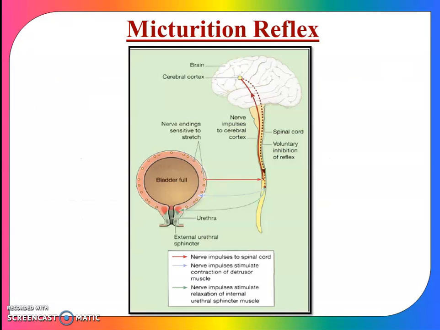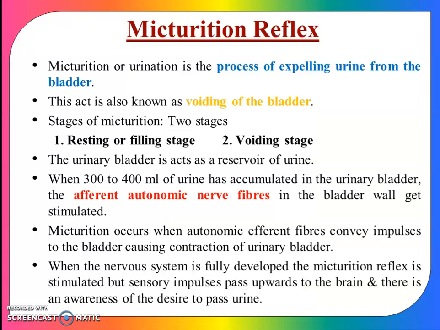Moving further to the last concept of this video, that is the micturition reflex. So first of all, let's understand what the micturition reflex is. Micturition is also called urination. It is the process of expelling urine from the bladder. This act is also called voiding of the bladder. And this micturition reflex takes place in two different stages. The first stage is the resting or filling stage, and the second stage is called the voiding stage.